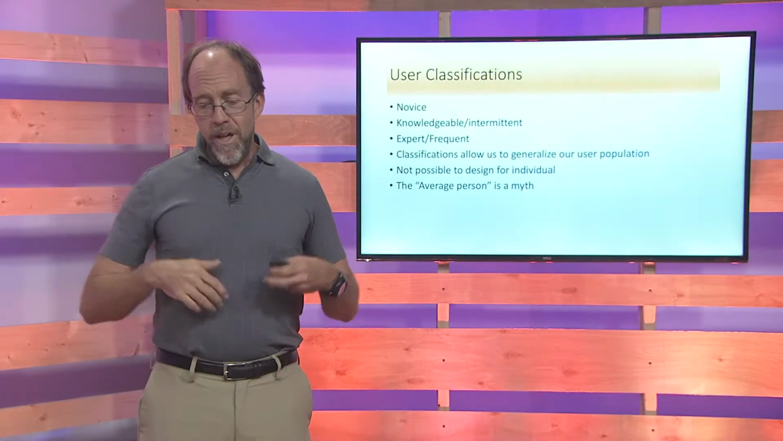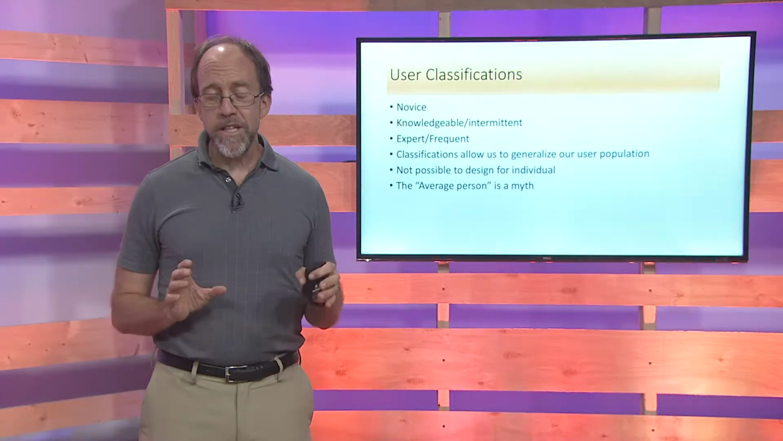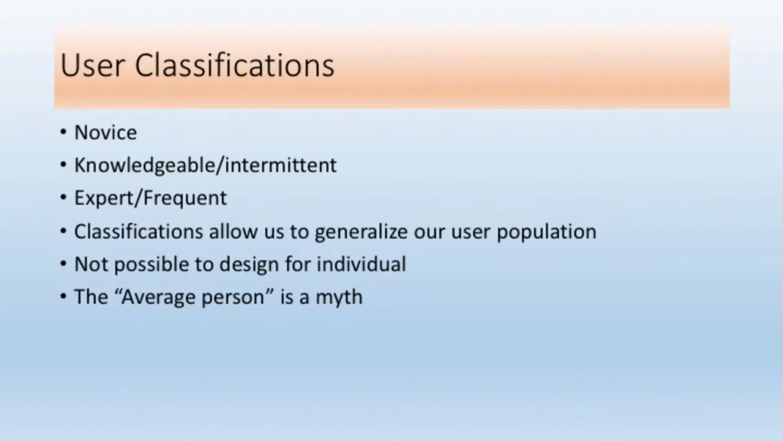So let's classify users to start with. This might make things a little bit easier. First, the concept of the novice user. The novice user is going to be the most challenging user in almost every single case to deal with, even though many times I always think it's the expert user that's challenging to deal with. Then you've got the user between the novice and the expert, who is knowledgeable in a system, knowledgeable in systems in general: the intermittent user.